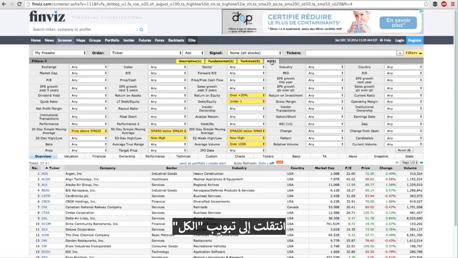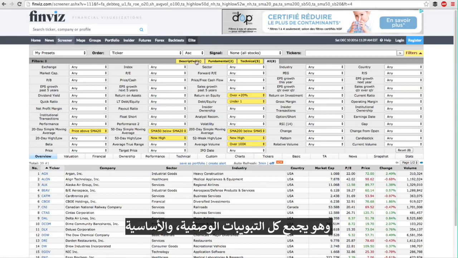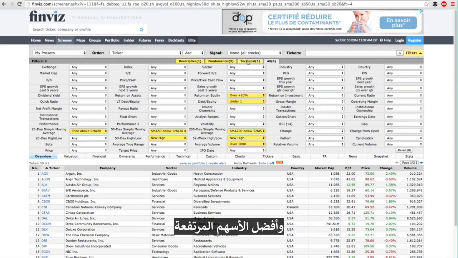First, I went over to the All tab. This combines all of the different descriptive, fundamental, and technical filters that you can use to zero in on the best stock picks and the best breakouts. So, where do we start?